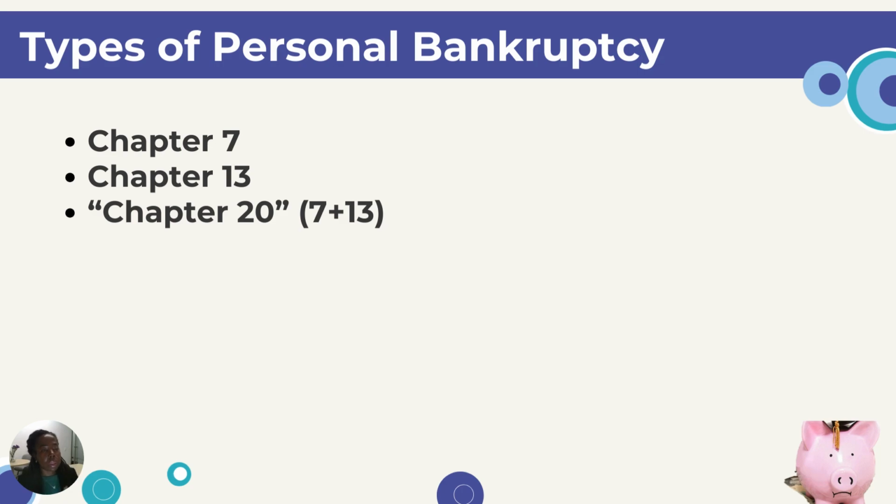Okay, so let's talk about the types of personal bankruptcy. First, you have Chapter 7, then Chapter 13. These are personal bankruptcies, not business, right? And Chapter 20 is a term of art that bankruptcy attorneys use for a strategy where you file a Chapter 7 first, then a 13, for the same debtor back to back. That's a so-called Chapter 20, which does not exist in the bankruptcy code; it's just a term of art.